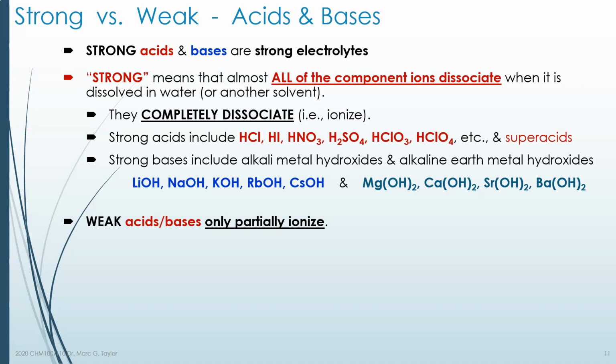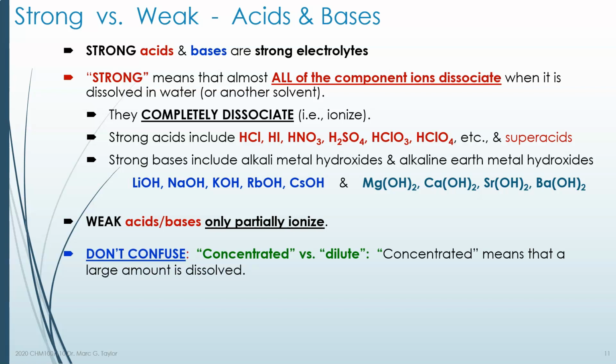Weak acids and weak bases only partially ionize in water. They don't form many ions, so they don't make good electrolytes. They are called weak acids and weak bases. Do not confuse the term concentrated with strong, and don't confuse the term dilute with weak.